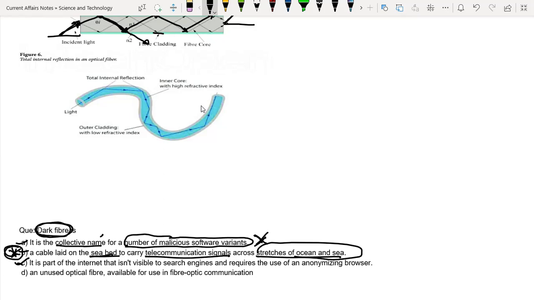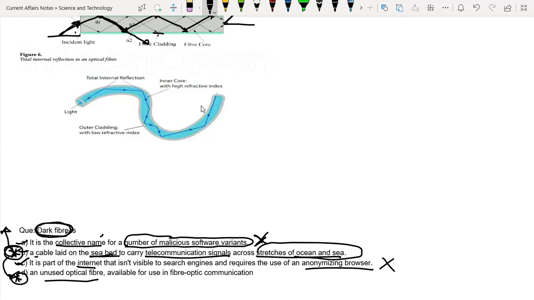Third one, it is a part of the internet that isn't visible to search engines and requires the use of a special browser. It is not related to search engine, internet, or browser. So this one is wrong. Fourth one is an unused optical fiber available for use in fiber optic communication. See, this one is also correct. So the second one is, you can say, a property, but dark fiber is this.